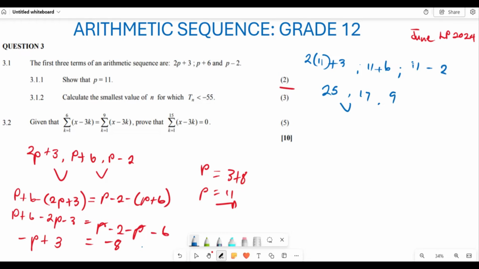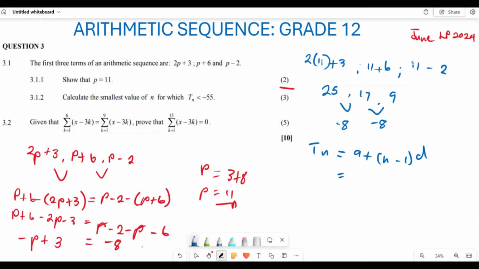And then which means now we are going to look at our difference. What is going to be the difference? It's the same as 17 subtract your 25, which is going to be -8, and this is still going to be -8, right? So now we are going to come back and say Tn is equal to A plus n subtract 1, then this is D.